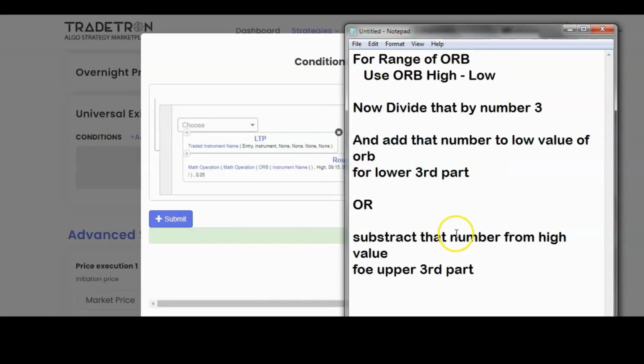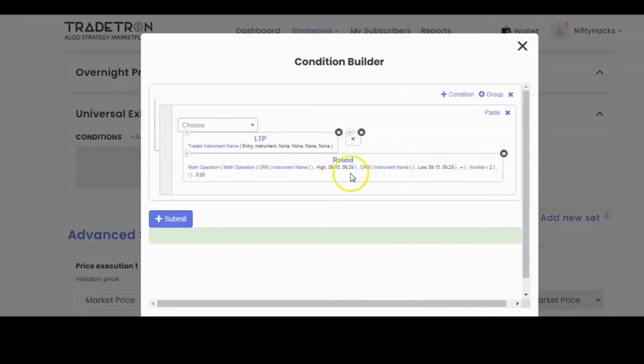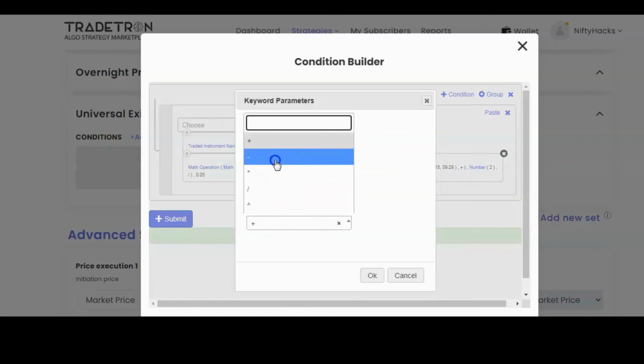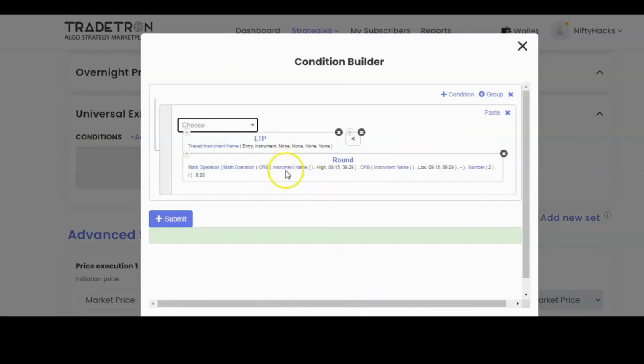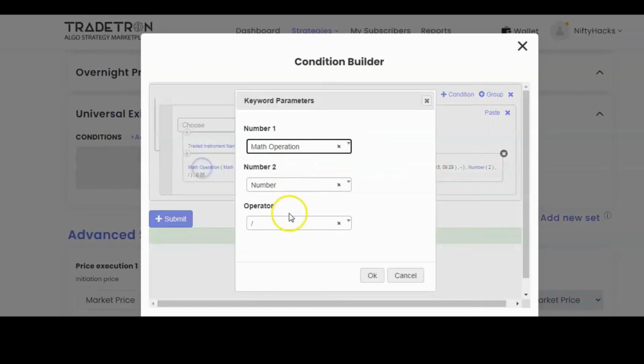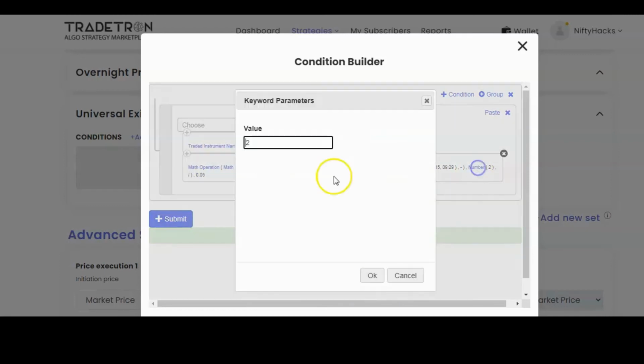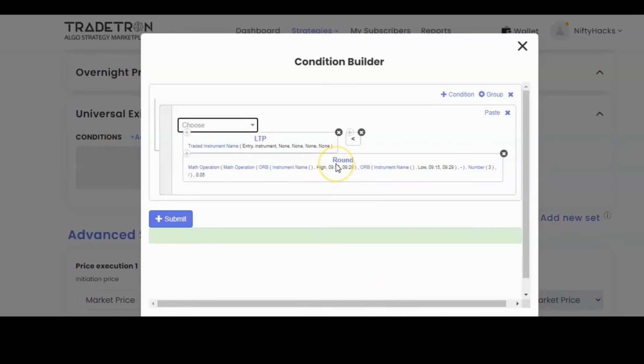For that, just pause the video and watch this carefully. Now we will do some changes. Here we want to select the range of the ORB candle, so in this math operation we will use minus. This will give us the ORB high minus low value, and we will divide it by number 3, so from here we will change to number 3. So it will divide ORB high minus low, the range of the ORB candle, into its third part.